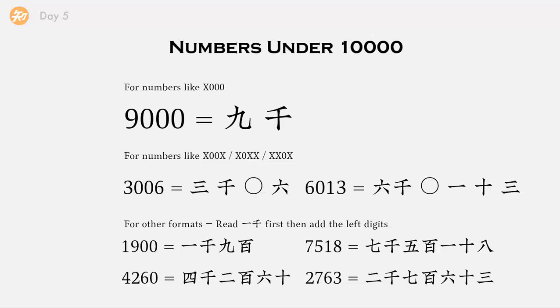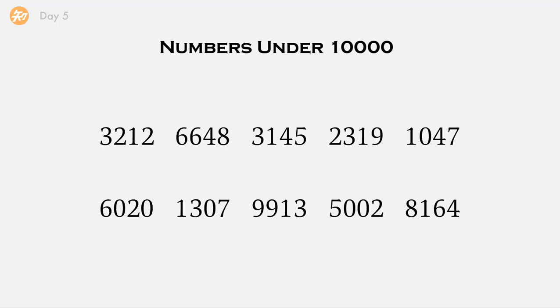For example, in 3006, it's 3006. 3013 is 3013. Other formats can be suited to the previously learned under 1000. For example, in 1900, 1900. This is quite simple. Now, here's your turn to pronounce these numbers and write the Chinese words correspondingly as well as the syllables.